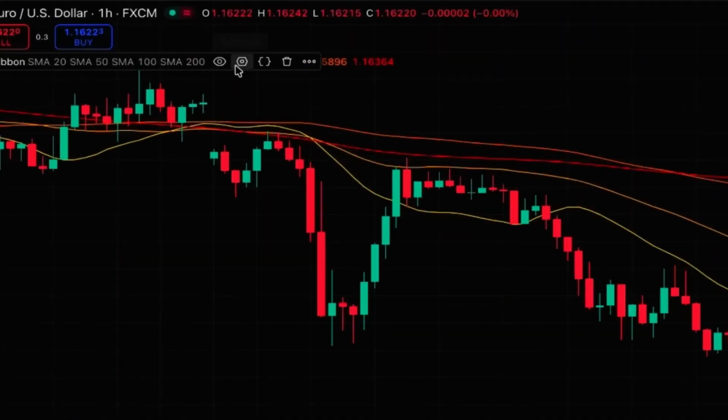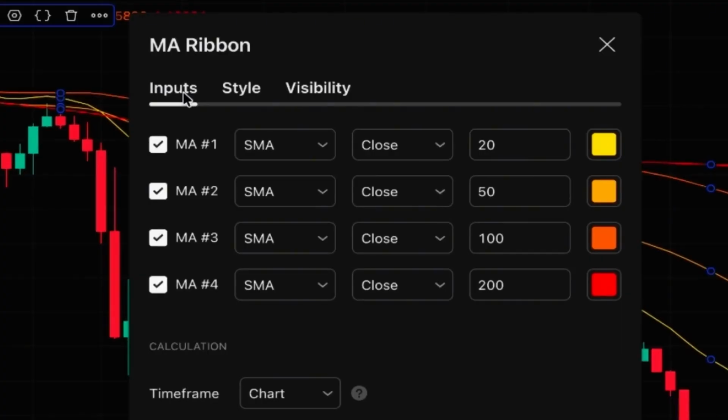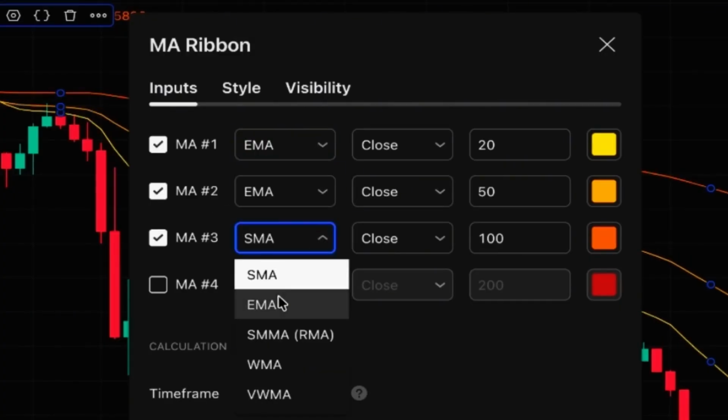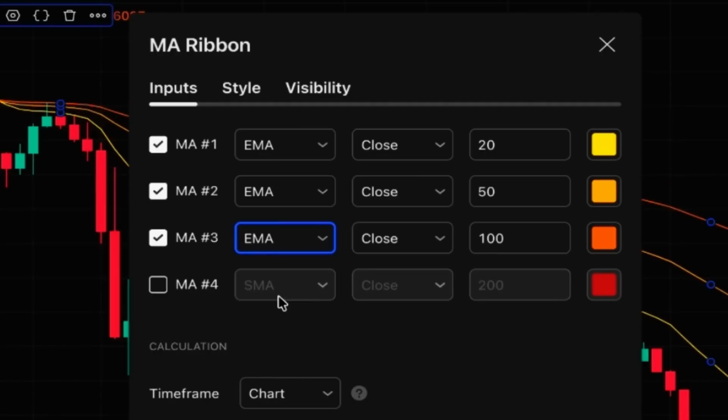So here we go to the settings of the indicator, and here in the input step, first, we remove one of the moving averages because, as I said, we need 3 moving averages. The 3 of our moving averages should be exponential moving averages. So here for the first moving average, we set it at EMA. For the second one, also we set it at EMA, and for the third one, it should also be at EMA.